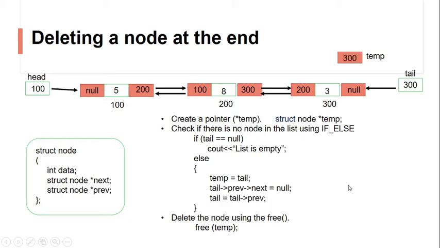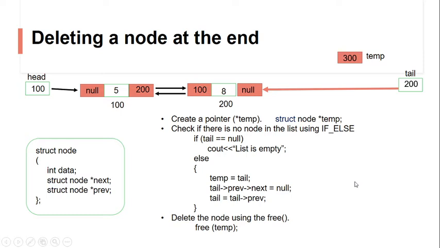So I'll click for the temp. Once the tail is 300, later on it will turn into a null for the right wing or the next pointer. Tail now will become 200, and this one is disconnected, and it goes directly to the last node. So that will be deleting the end of the list.